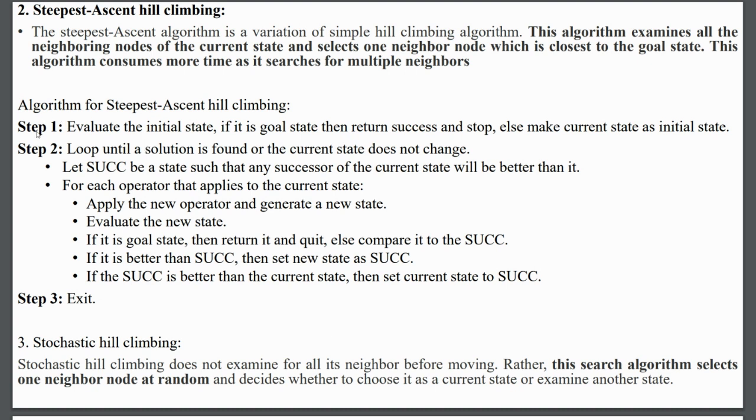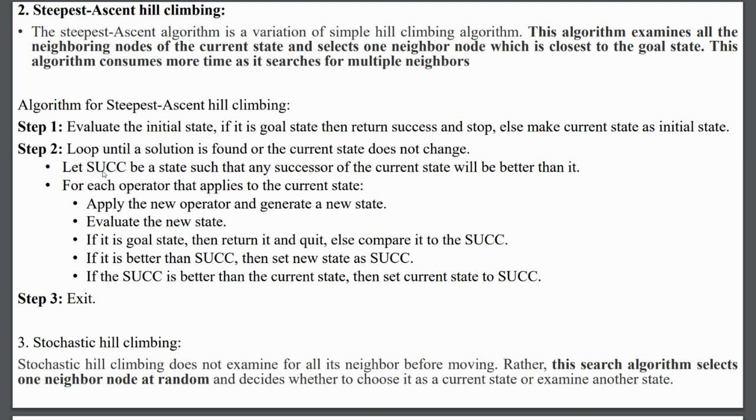The algorithm involves these steps. Step 1: Evaluate the initial state. If it's a goal state, then return success and stop, else make the initial state the current state. It is one of the steps taken from the simple hill climbing algorithm, we can say. Step 2: Loop until the solution is found or the current state does not change.